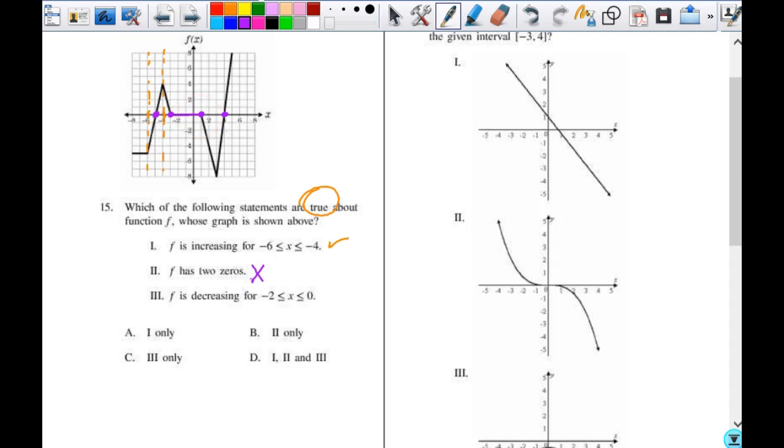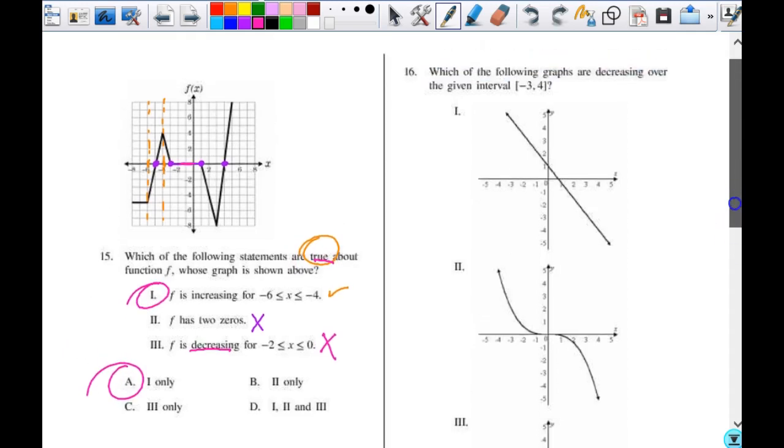Don't like that one. And then f is decreasing from negative 2 to 0. All right, well, from negative 2 to 0, it's not increasing, it's constant. I'm sorry, well, it's not increasing or decreasing because it's constant. So I don't like that one either. So the only one that is true is 1, so the answer is A.